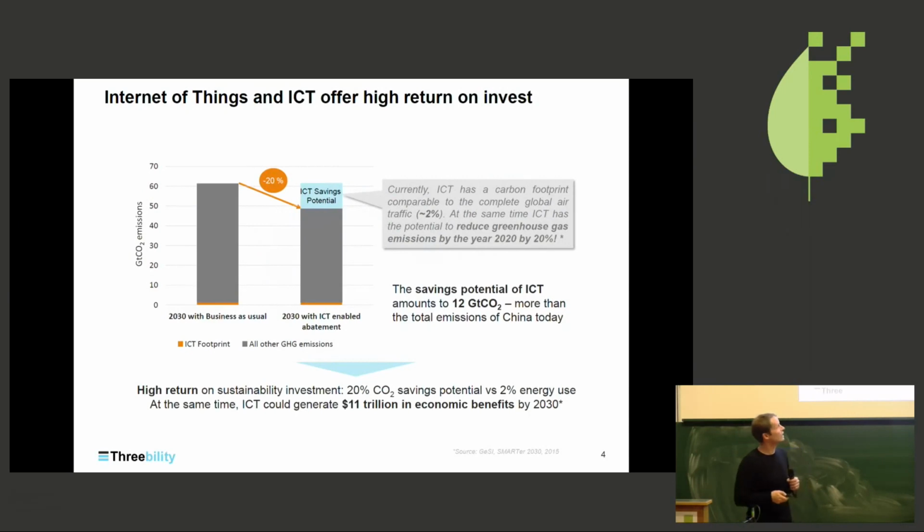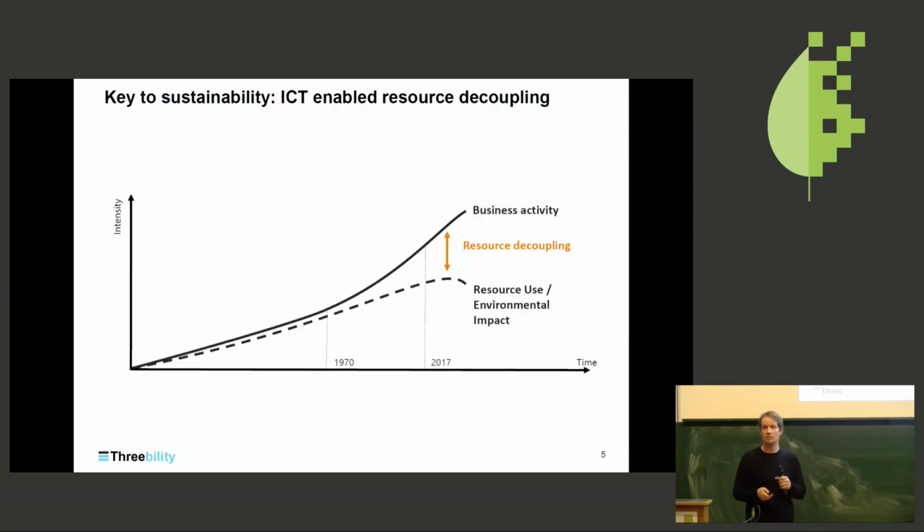An organization called GESI estimated that the potential of ICT solutions to save greenhouse gas emissions would be 20%. So basically, in a scenario where you would use ICT to its maximum effect, you could save 20% of the greenhouse gas emissions by 2030 compared to the base scenario. And that's a major contributor to the effect of resource decoupling, basically enabling business growth without growing the resource usage as well.